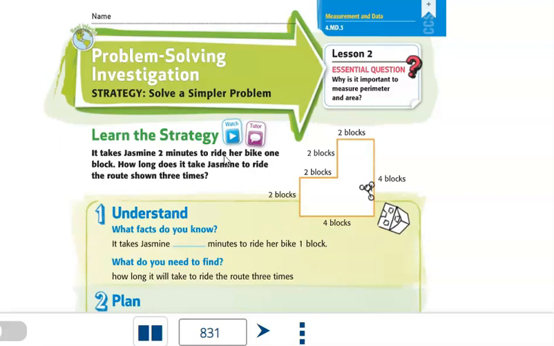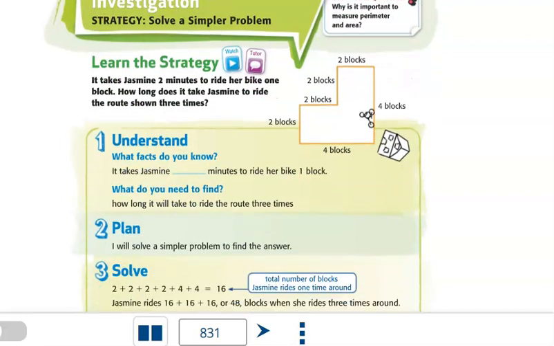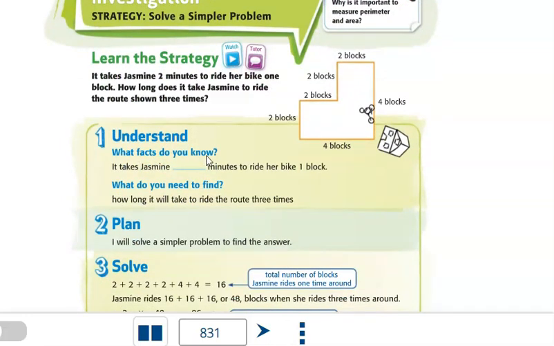It takes Jasmine 2 minutes to ride her bike 1 block. How long does it take Jasmine to ride the route shown 3 times? So there's several layers to this problem, and we've got a route where she's traveling 2 blocks, 4 blocks around the neighborhood, and she's actually doing this twice. So that adds another layer of complication to this problem. So what do we know? We know it takes Jasmine 2 minutes to ride her bike 1 block. So, according to the problem, 2 minutes, as stated right there.